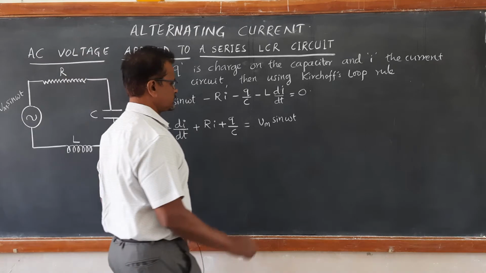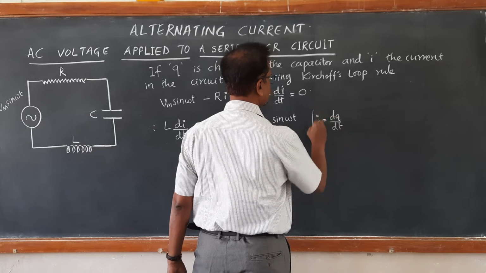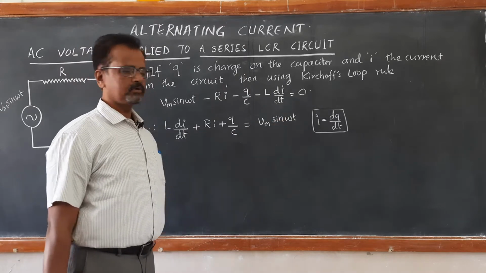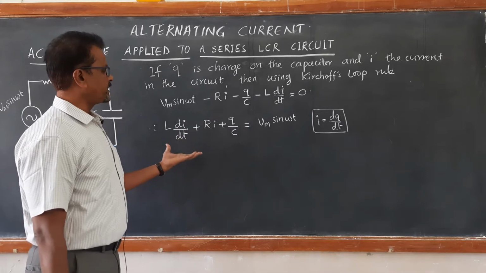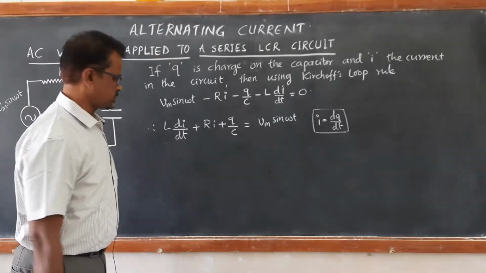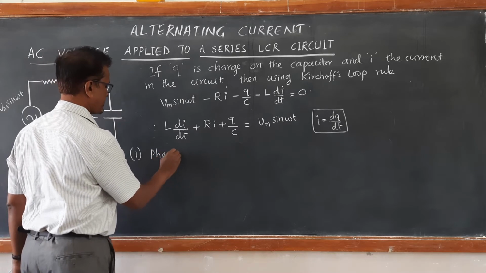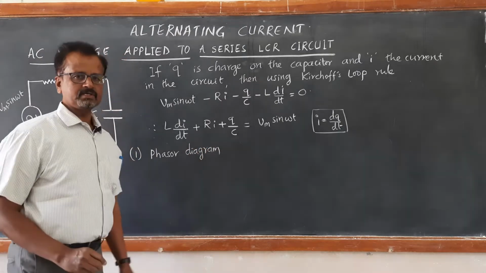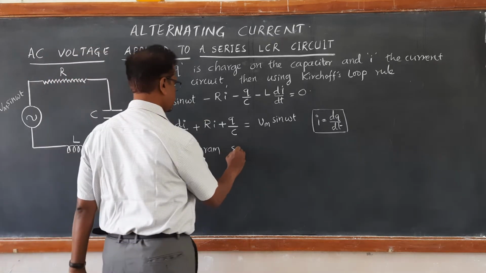We know that current I can also be written as dq by dt, the rate of flow of charge. By substituting this, we can find the solution for current I. To find it, there are two methods. One is the phasor diagram solution. Using phasor diagrams, we can find the phase relation between current I and the voltage.